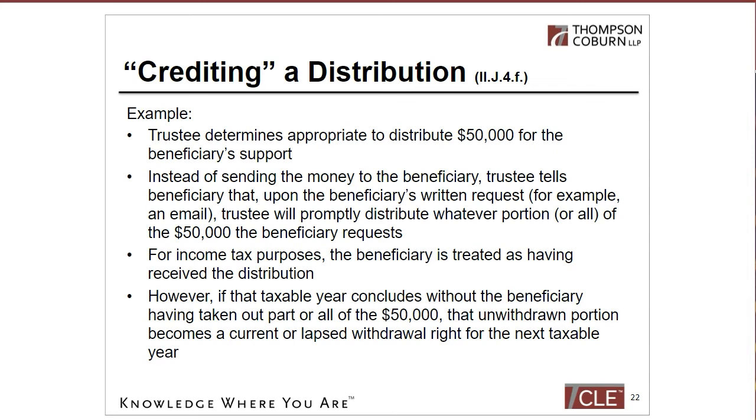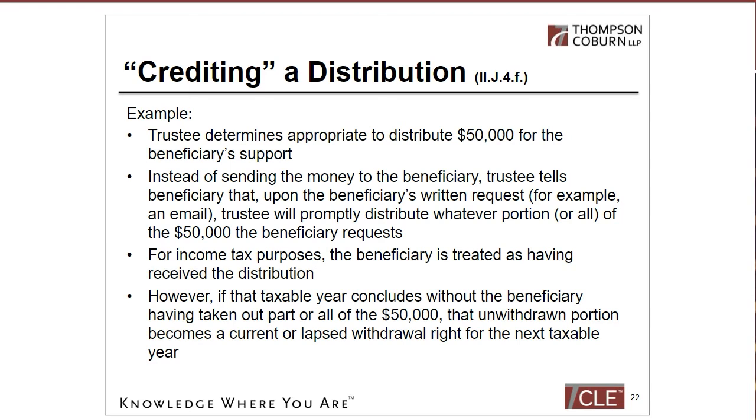And the trustee says, you know what, I think that it would be appropriate to make a $50,000 distribution to the beneficiary. So now, of course, the trustee could go and give that 50 grand to the beneficiary. But another idea is the trustee could go to the beneficiary and say, beneficiary, I have determined that it's appropriate to give you 50 grand if you want it.